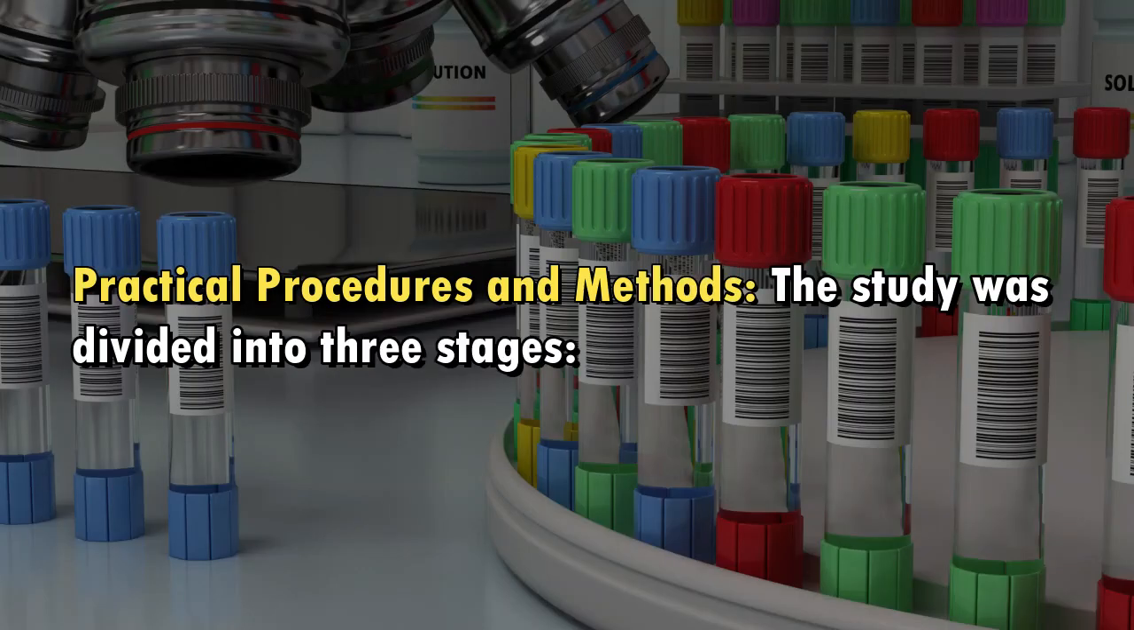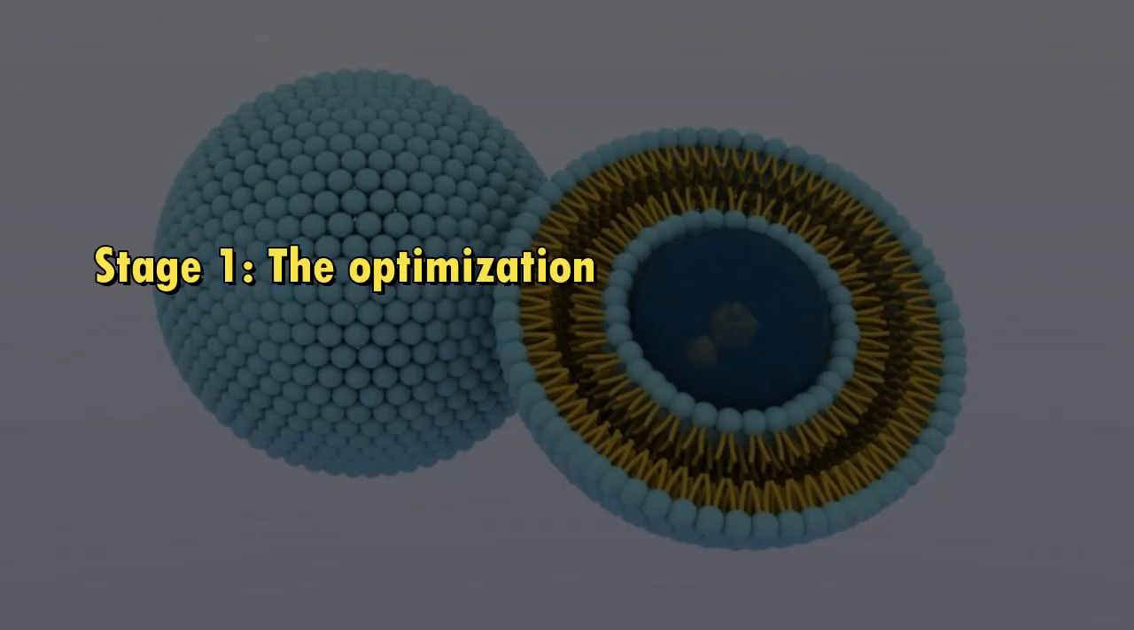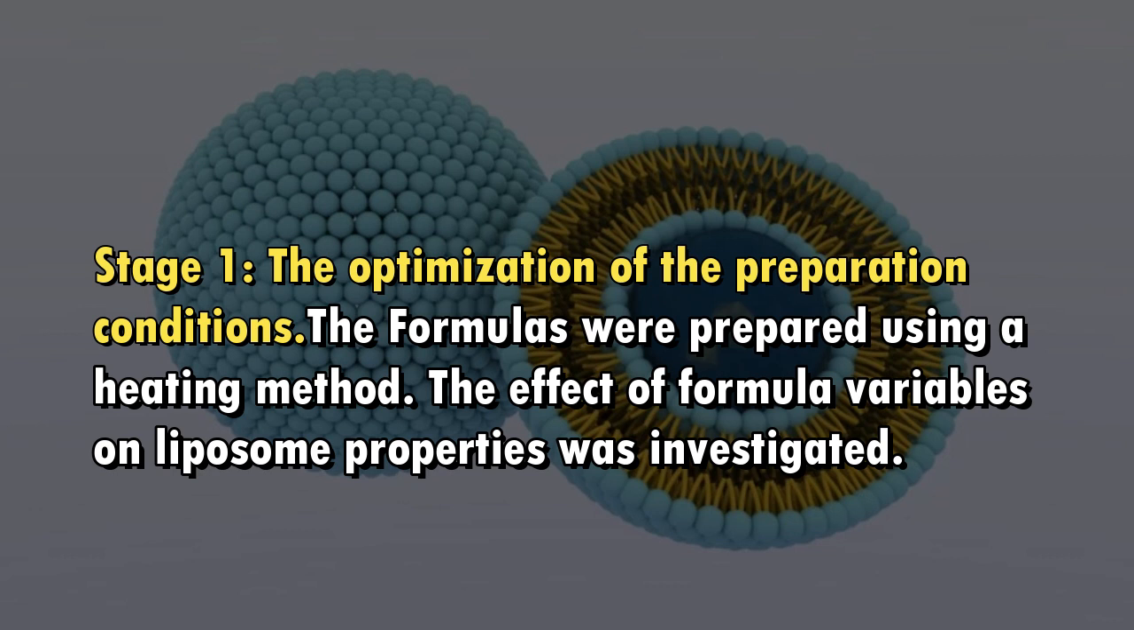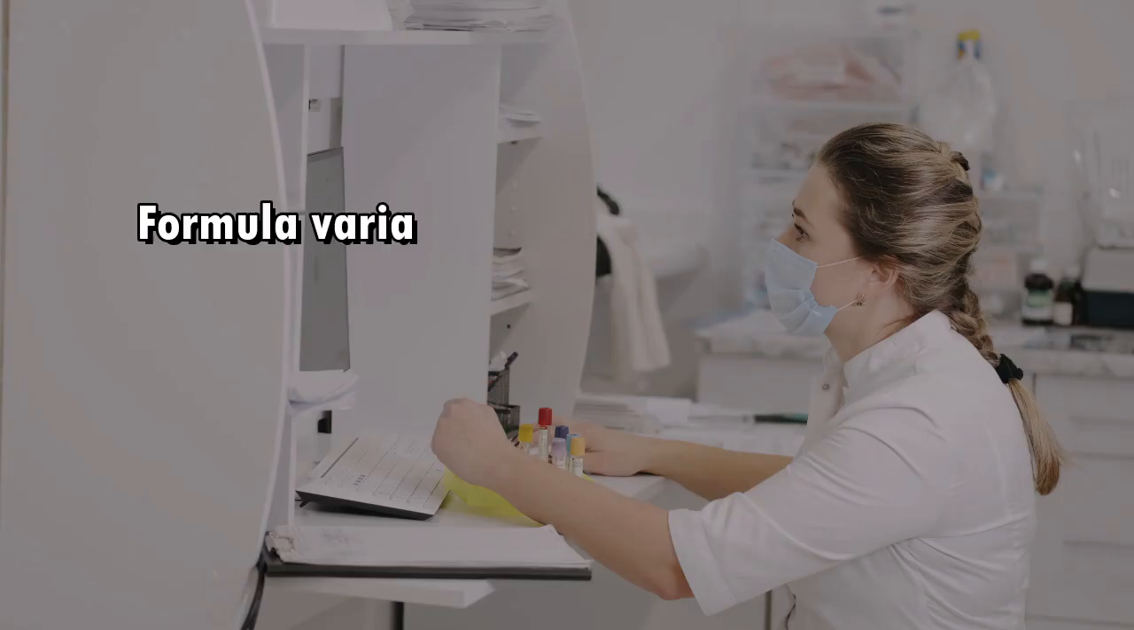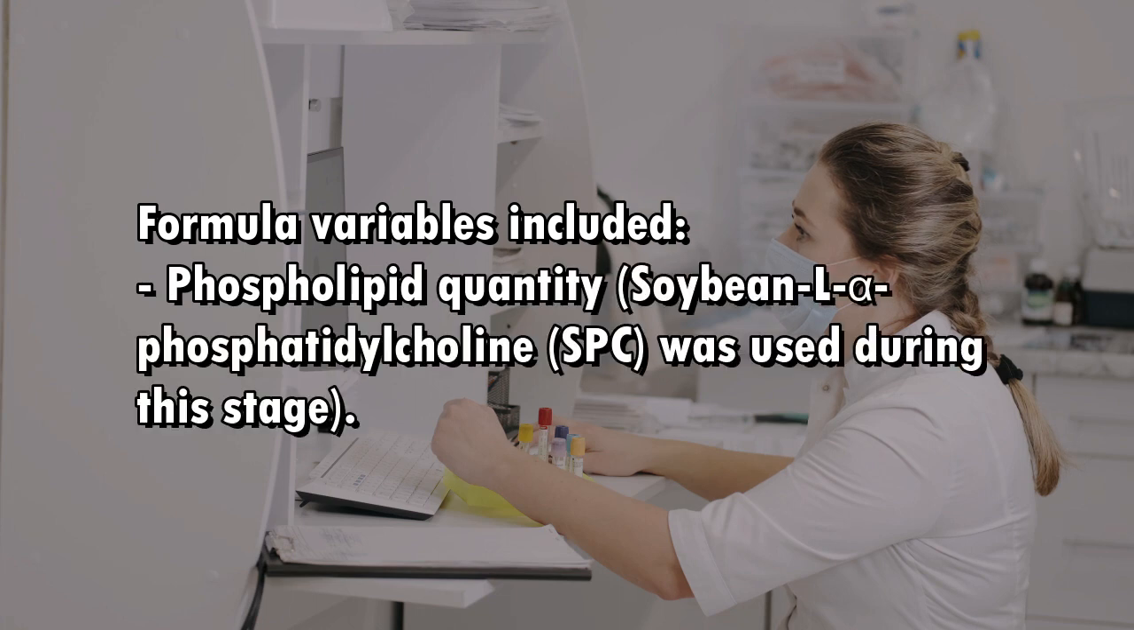Practical procedures and methods. The study was divided into 3 stages. Stage 1: the optimization of the preparation conditions. The formulas were prepared using a heating method. The effect of formula variables on liposome properties was investigated. Formula variables included phospholipid quantity, soybean L-alpha-phosphatidylcholine (SPC) was used during this stage.